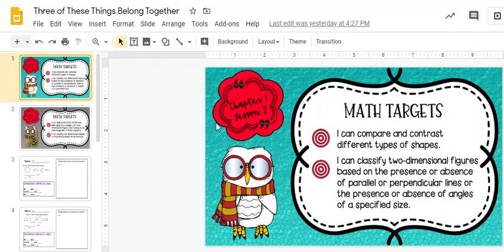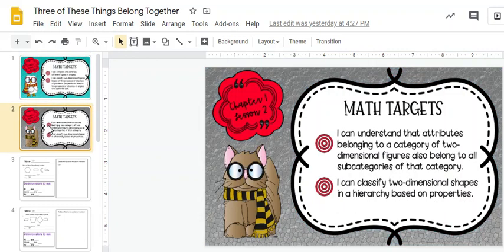I can classify two-dimensional figures based on the presence or absence of parallel or perpendicular lines, or the presence or absence of angles of a specified size. So here are more math targets. I can understand that attributes belonging to a category of two-dimensional shapes also belong to all subcategories of that category, and I can classify two-dimensional shapes in a hierarchy based on properties.